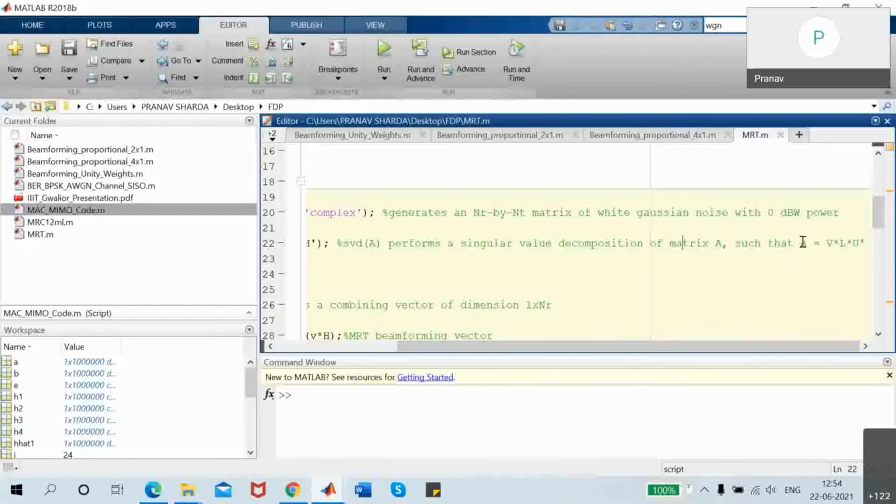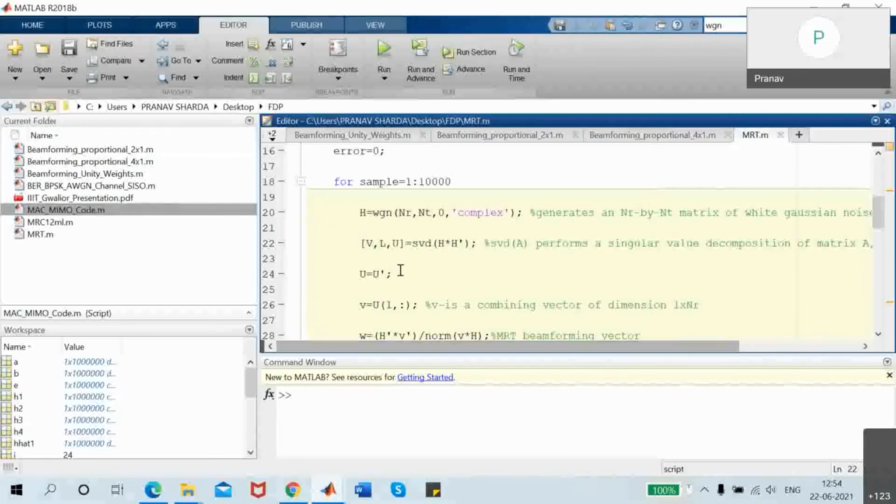It is basically decomposing a matrix A into this form, like I have written here, V into L into U Hermitian, where V and U are unitary matrices, and L is the diagonal matrix, which will consist of the ordered eigenvalues of this matrix A. You can Google later on what singular value decomposition is. Based on this comment, the SVD of any general matrix A gives V into L into U Hermitian. Accordingly, by comparison in line number 24, we get U equal to U Hermitian.